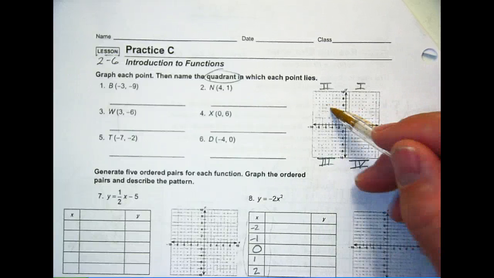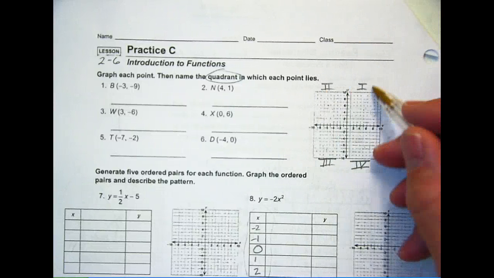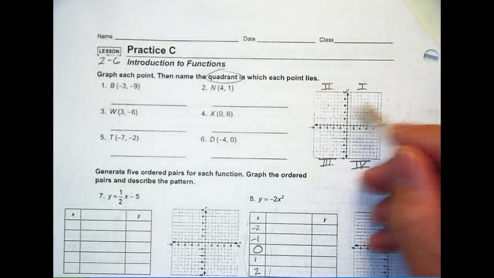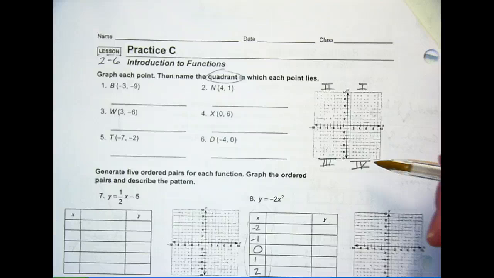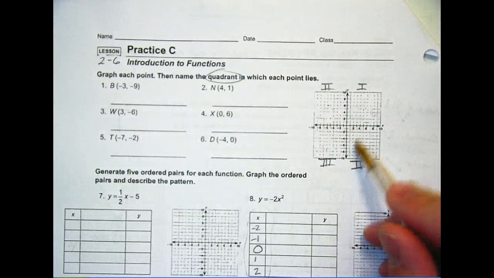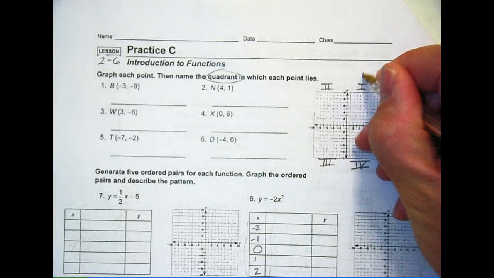Does everyone see the 4 parts? They're called quadrants. Quad meaning 4. This is called quadrant 1. This is called quadrant 2. That's Roman numeral 1, Roman numeral 2. This is called quadrant 3. That's Roman numeral 3, and this is called quadrant 4. That's Roman numeral 4.